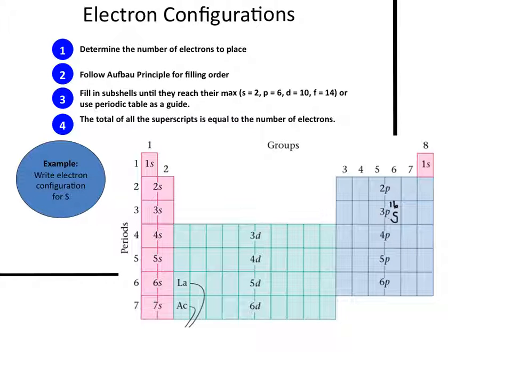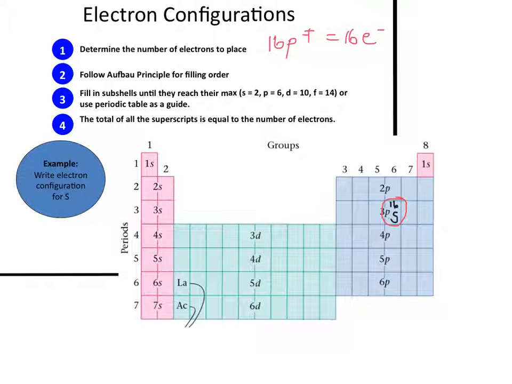Alright, so let's go ahead and do an electron configuration using the periodic table as a tool. The first thing you need to do is determine the number of electrons that will be found in sulfur. We know that sulfur is number 16 on the periodic table. That means it has 16 protons, and because this is a neutral atom, it's going to have 16 electrons as well.